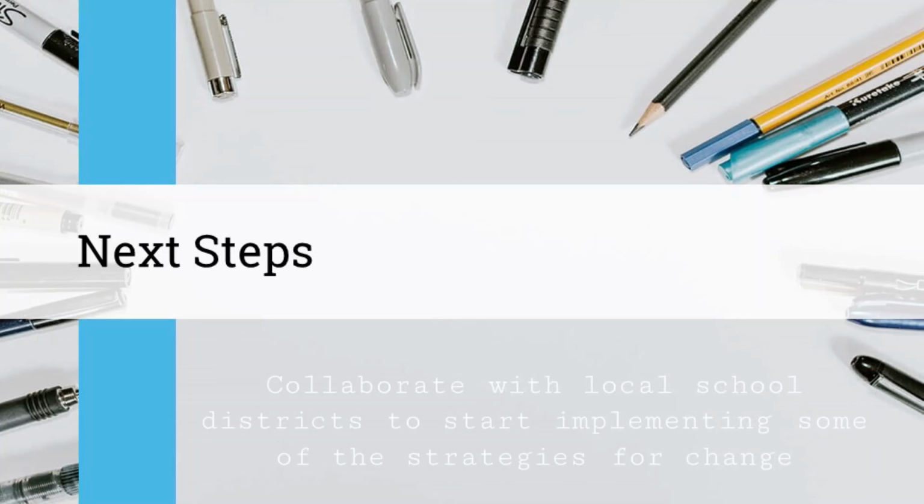Now, after talking about that, our next steps, if you don't have any questions, if you have any questions, you can stop me and I can answer them. Now, our next steps are going to be to collaborate with local school districts to start implementing some of the strategies for change. If you have a rural area in your district, and I know a lot of us have children attending schools in rural areas, we can go to some of those school districts, some of those administrators, some of those school officers, district officers, and talk to them about some of the changes that we want to see happen. And of course, we know in the rural area that's not going to happen overnight.